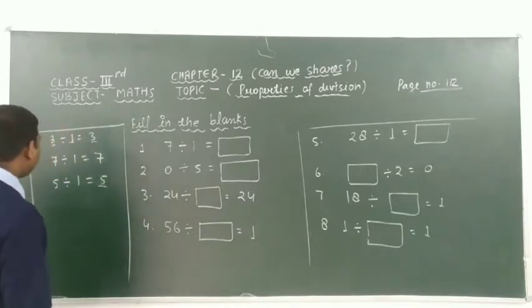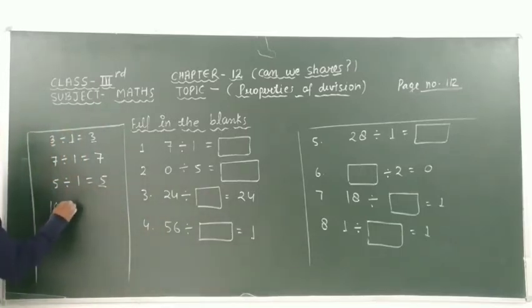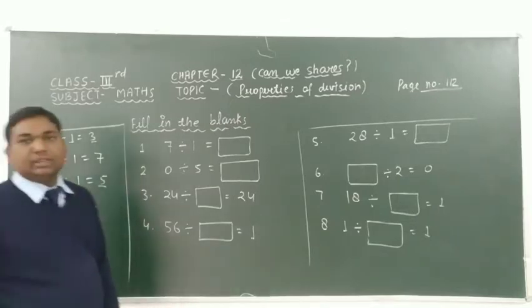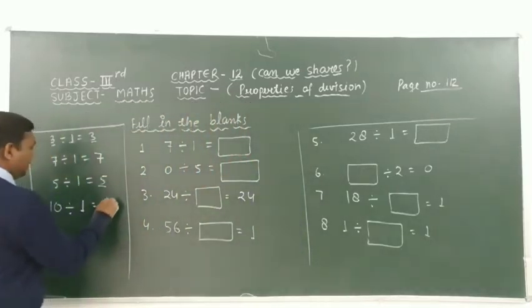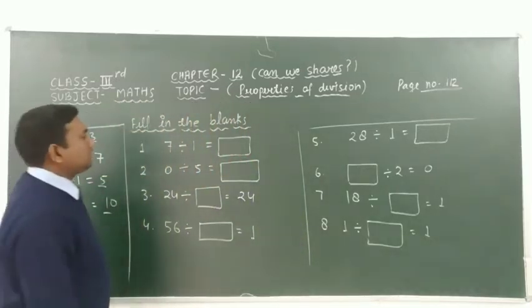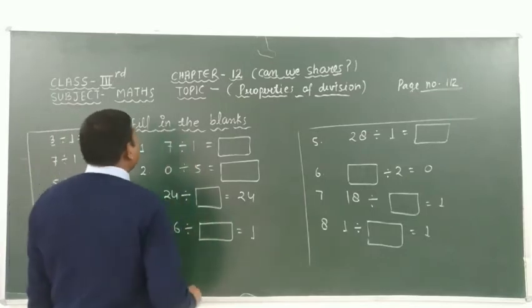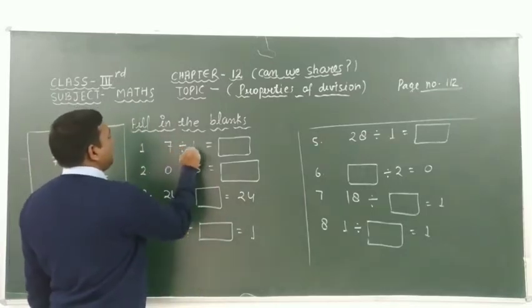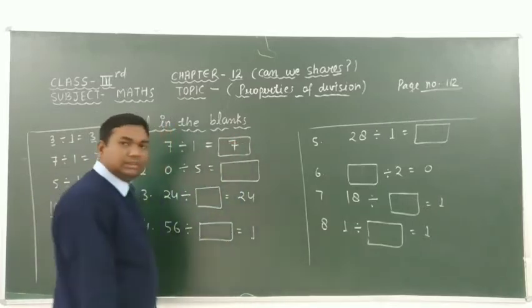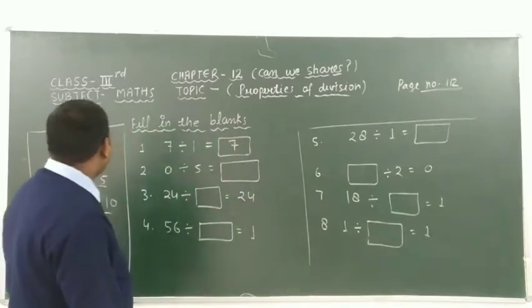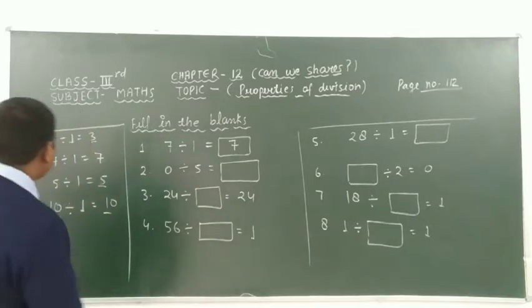Okay, students. Similarly, if we have to take 10 divided by 1, then we get how many? Yes, 10 as same. Understand? Okay, students. Here, given that 7 divided by 1 is equal to, here we get 7 as same. Understand? Okay?